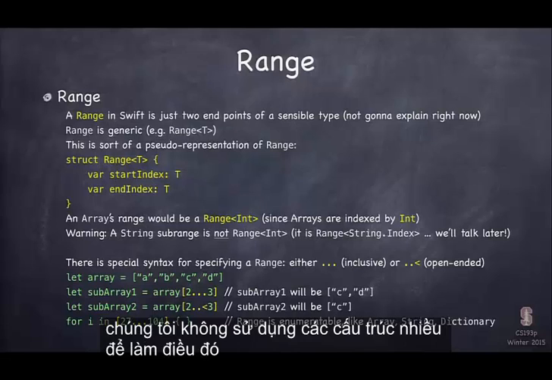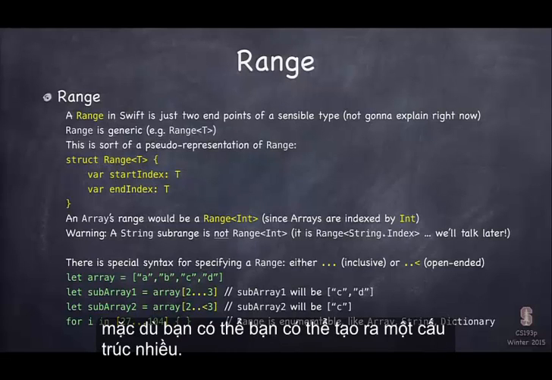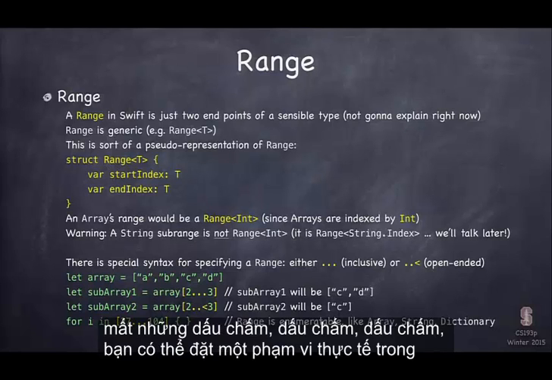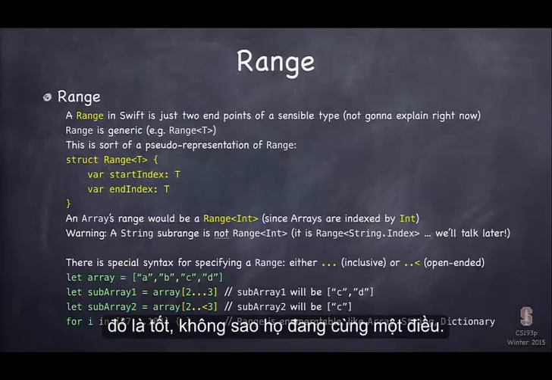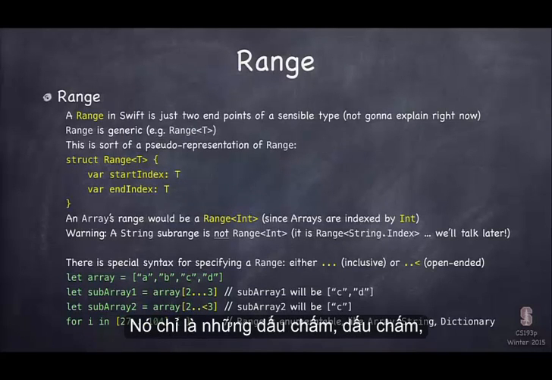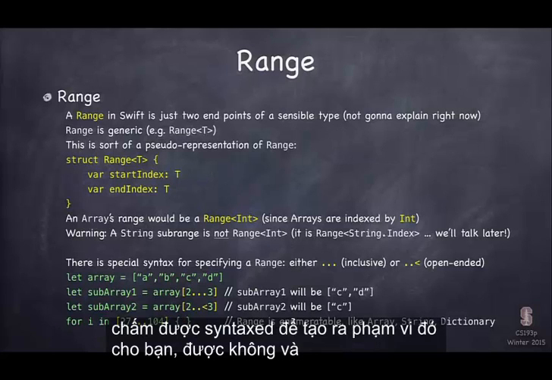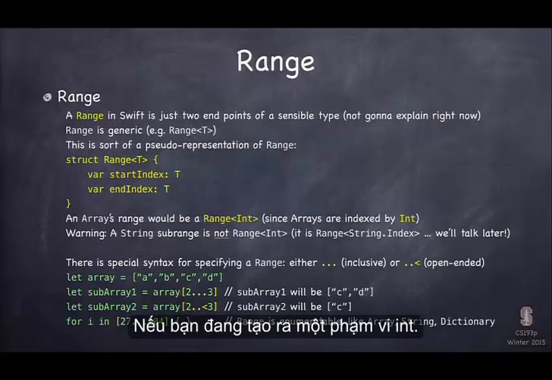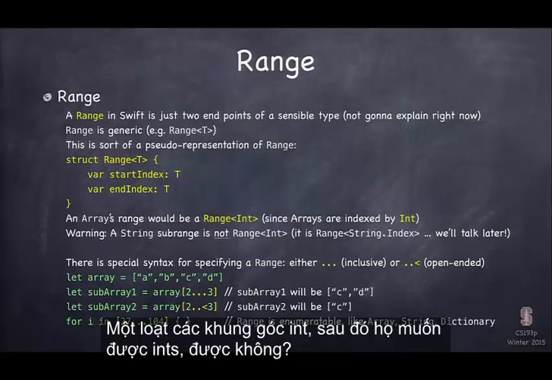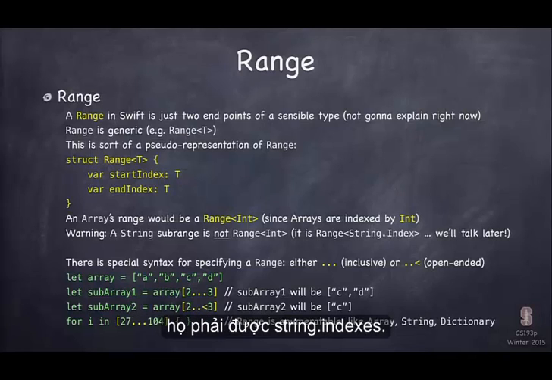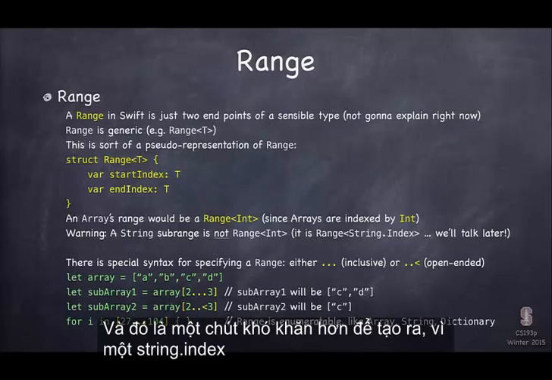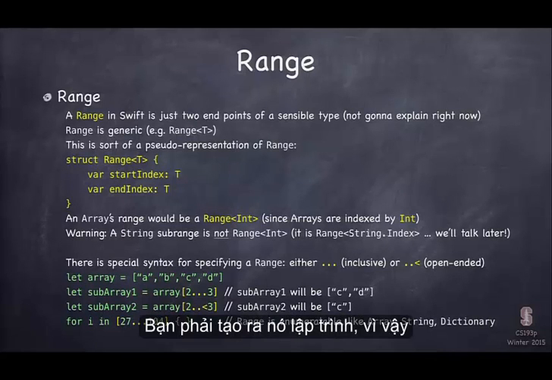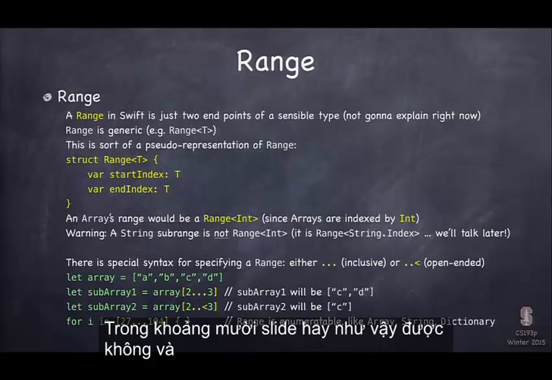99% of the time we don't use the range struct to do it, although you could create a range struct and pass it as an argument to anything that takes these dot dot dots. You could put an actual range in there as well. They're the same thing; the dot dot dot is just syntax to create that range for you. The things on either side of the dot dot dot depend on what kind of range you're creating. If you're creating a Range<Int>, then they'd be ints. But if you're doing a string, they have to be String.Index values. And that's a little harder to create because a String.Index can't be created from a numeric literal. You have to create it programmatically. So we'll talk about that in about 10 slides or so.